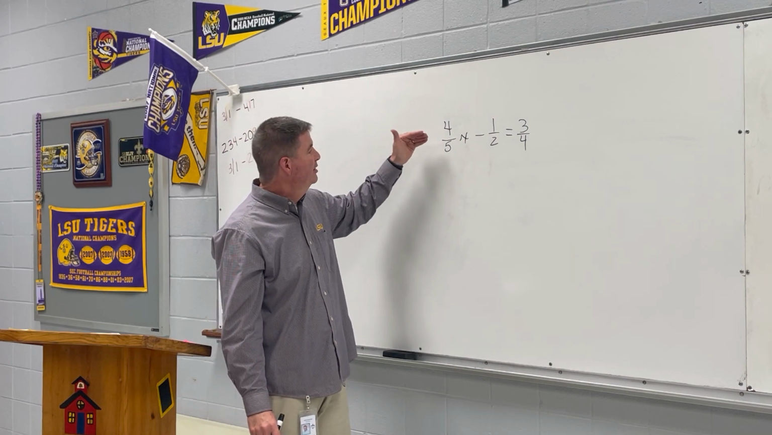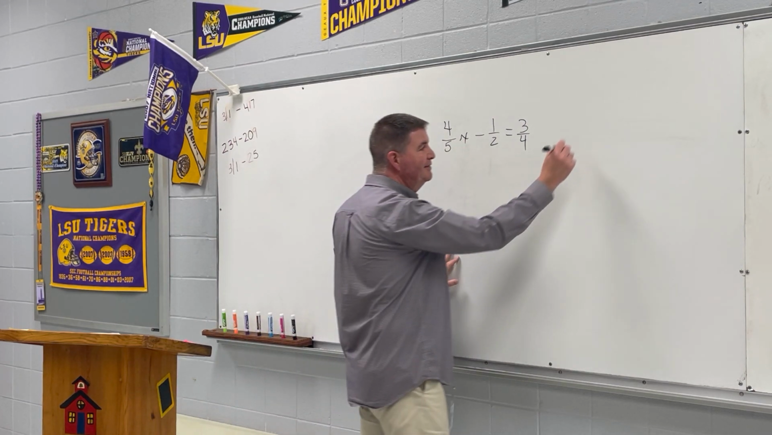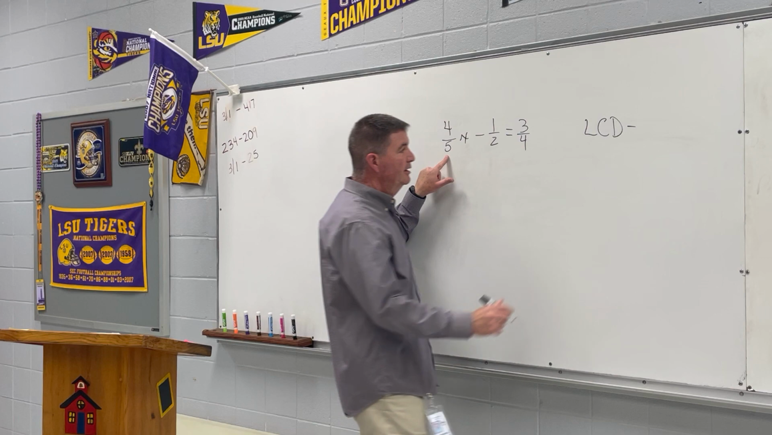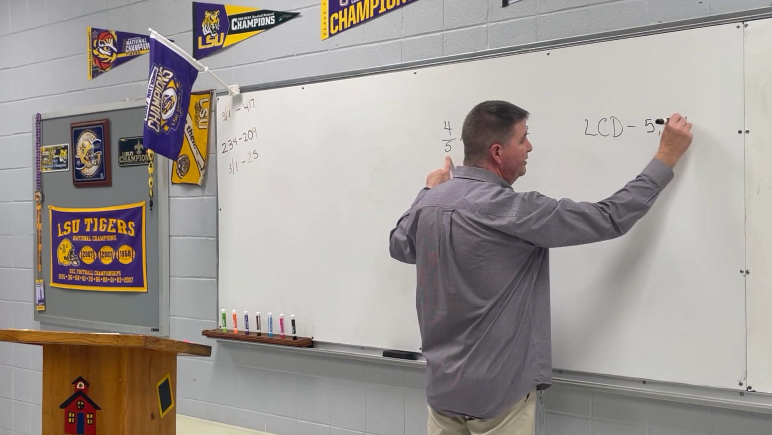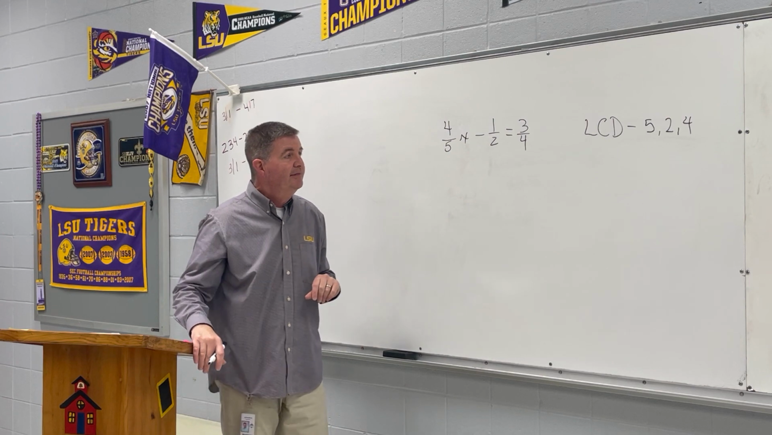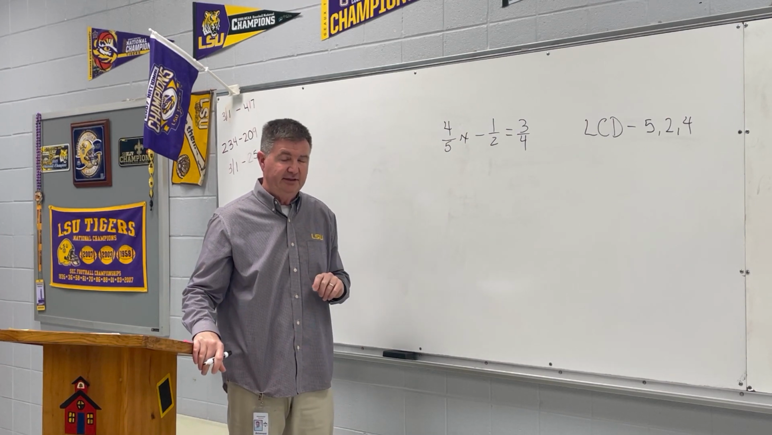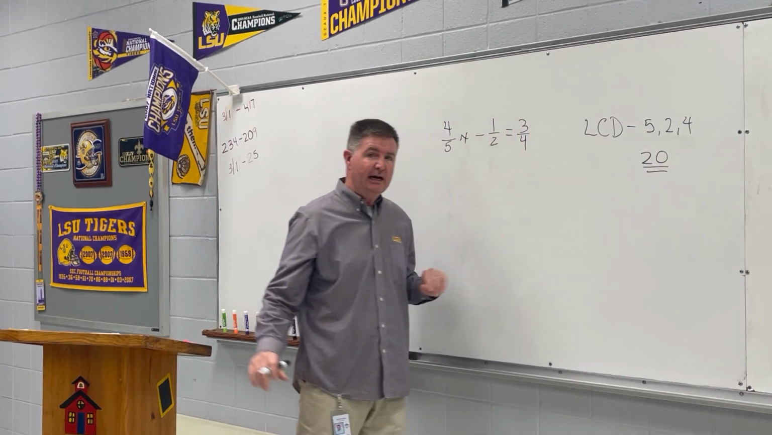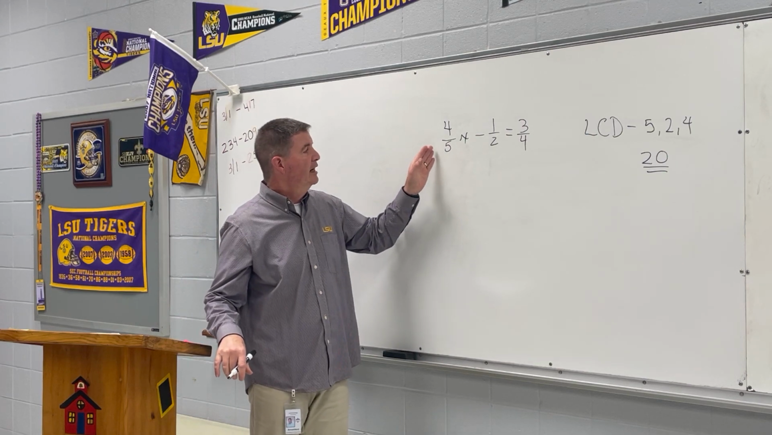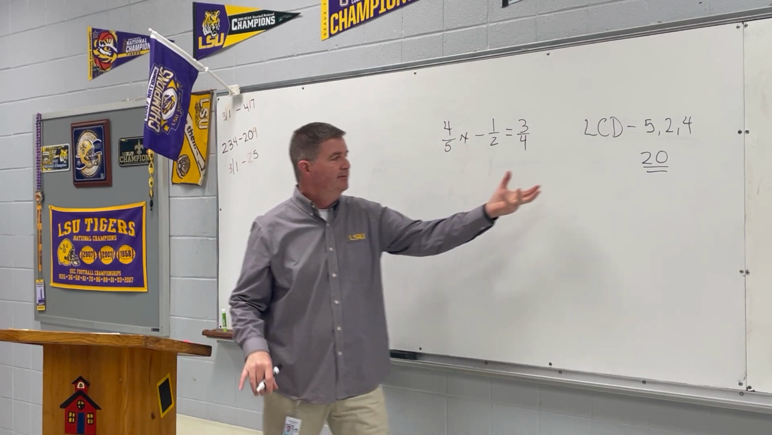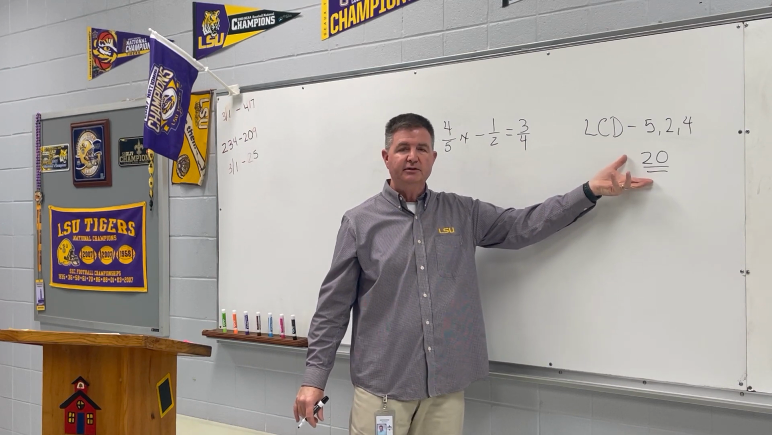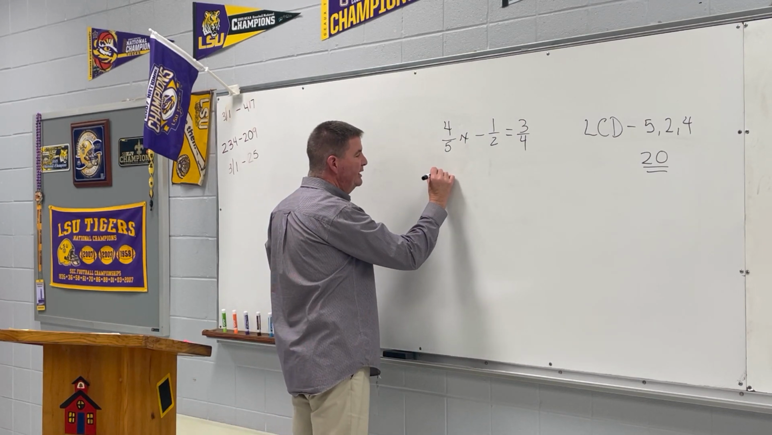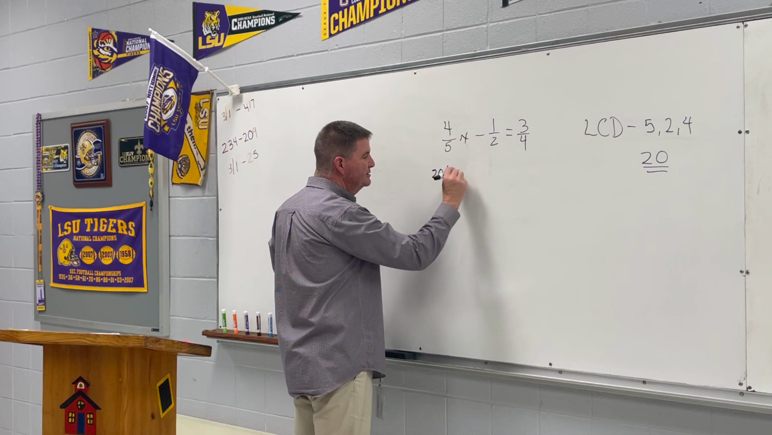In order to do that, I'm going to multiply this equation by the least common denominator. So I need to find the least common denominator between the 5, the 2, and the 4. That means the smallest number that 5, 2, and 4 all go into evenly. That number would be 20. So 20 is my least common denominator, and 20 is what I'm going to multiply this whole equation by, literally making it 20 times bigger. By doing that, we're going to eliminate the fractions. So I'm going to multiply each one of the terms by 20.